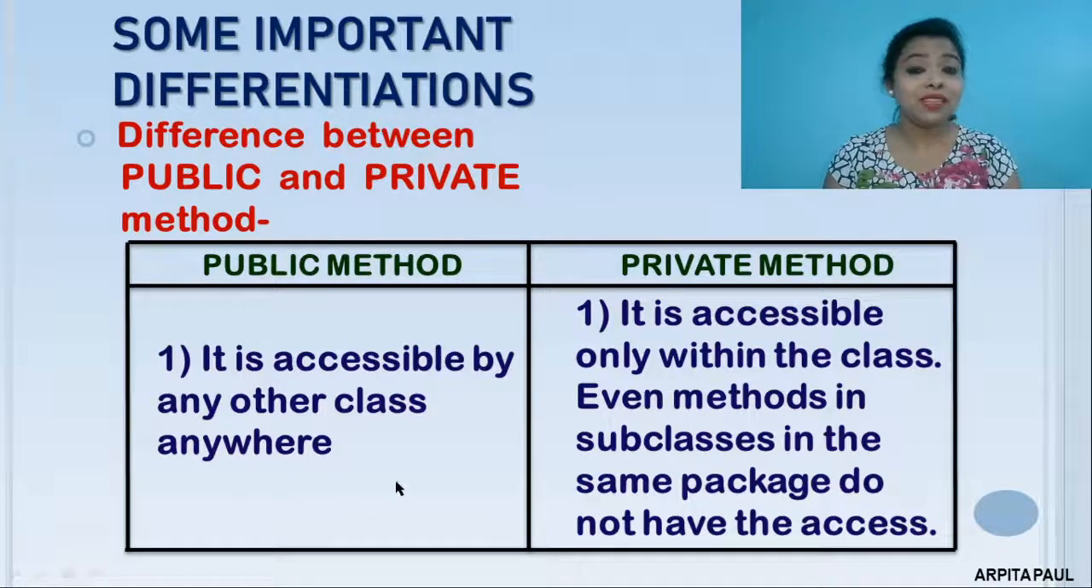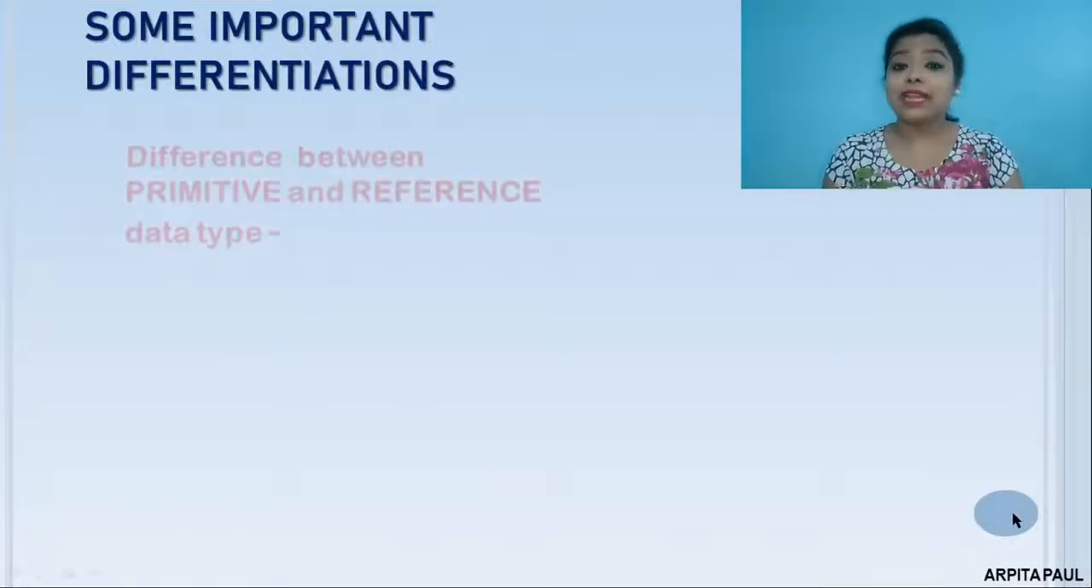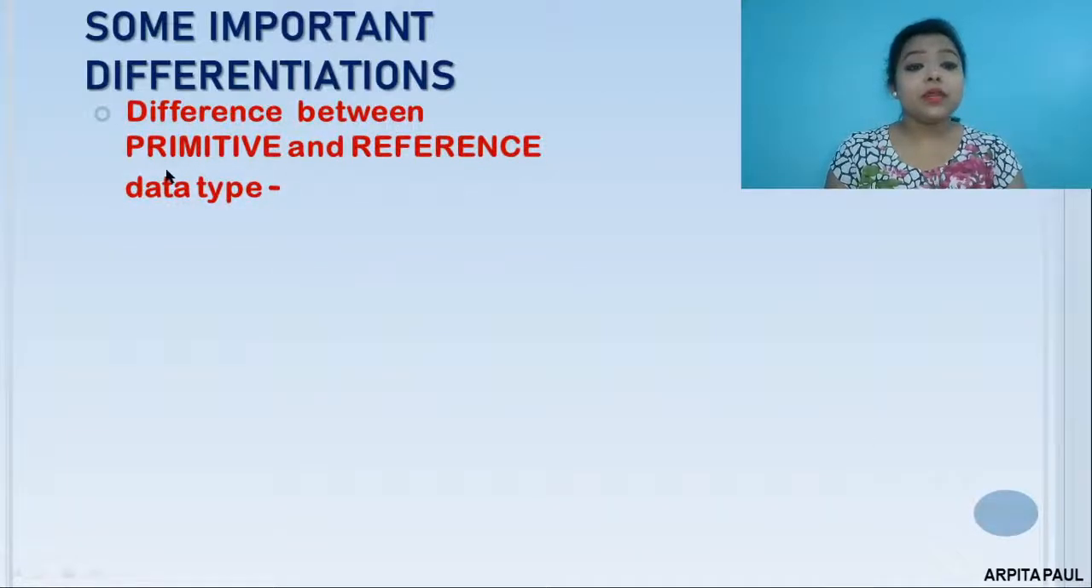Whereas the public method is accessible to all. Not only all, even the subclasses are also allowed to access these methods. So this is the difference between public and private method. Now let's move on to the next one, that is the difference between primitive data type and reference data type.